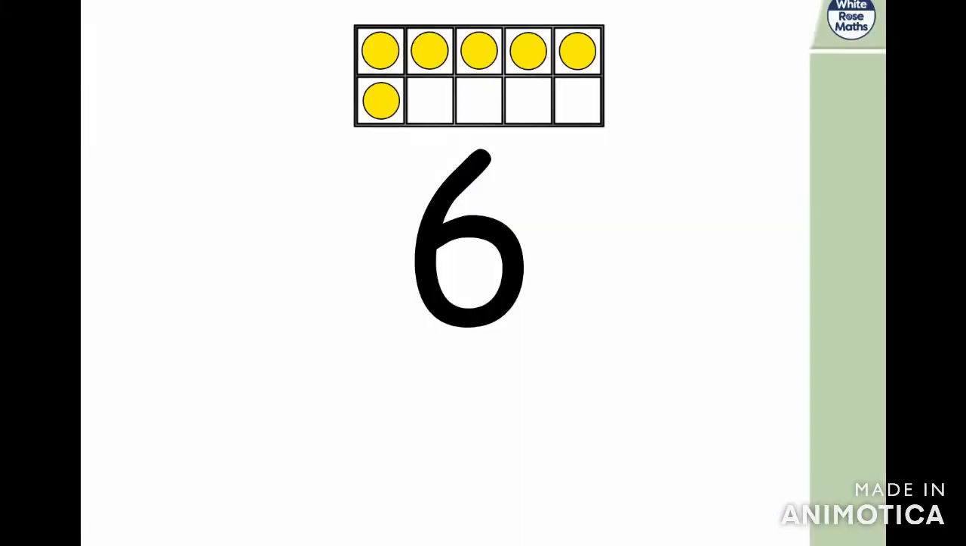I'm going to show you a number and a 10 frame on the screen, and I'd like you to call out the bond to 10. So 6 and something makes 10. One of the ways you can do this is to look at the gaps on the 10 frame. So for this one, 6 and 4 is equal to 10.